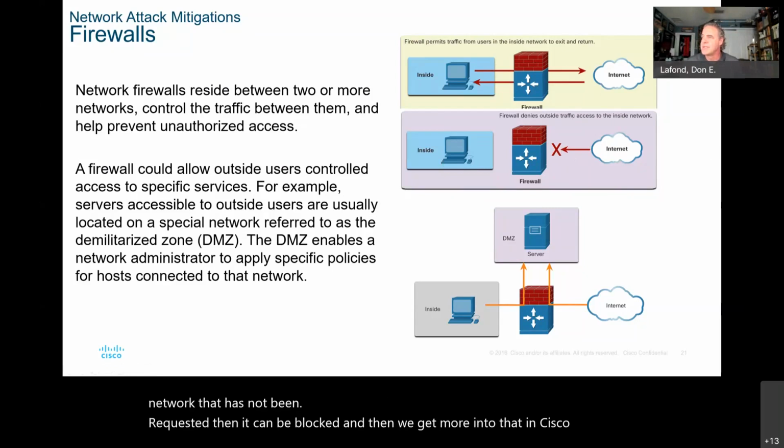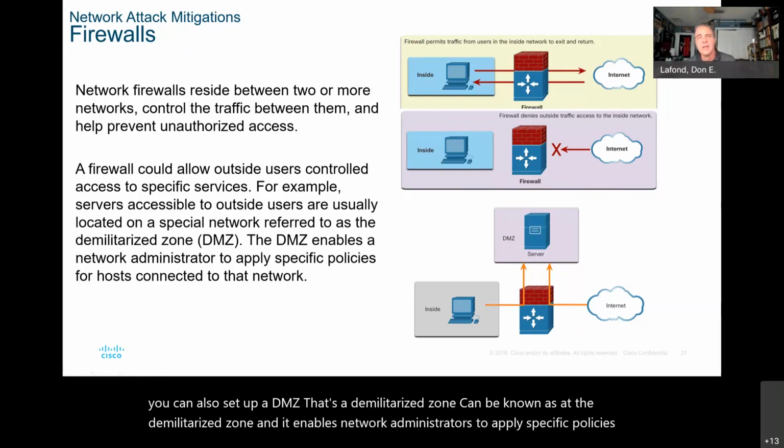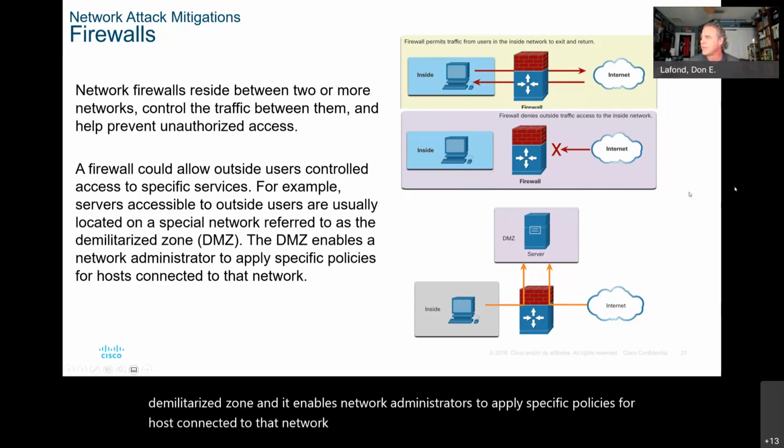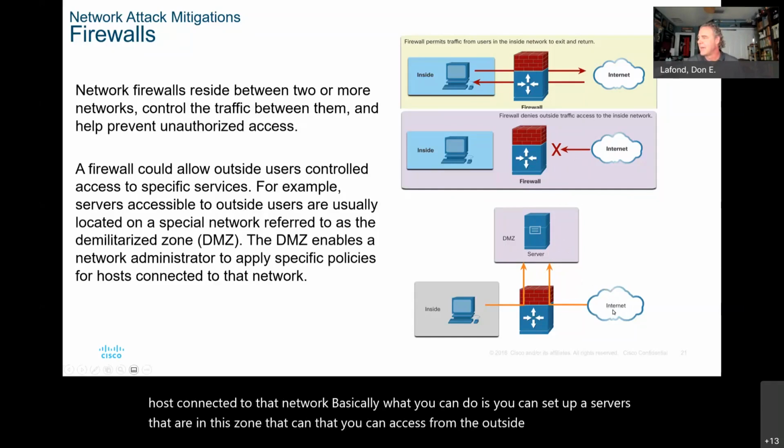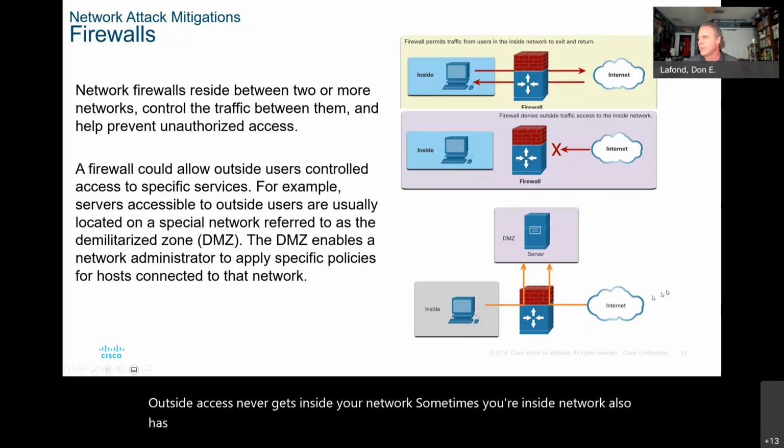Now you can also set up a DMZ, that's a demilitarized zone. It enables network administrators to apply specific policies for hosts connected to that network. Basically, what you can do is set up servers in this zone that you can access from the outside, but that outside access never gets inside your network. Sometimes your inside network also has to reach the server to be able to get to the outside network. That is something that can add to the security level of your firm.